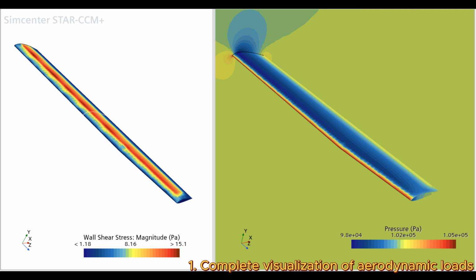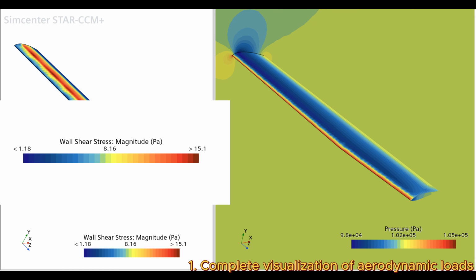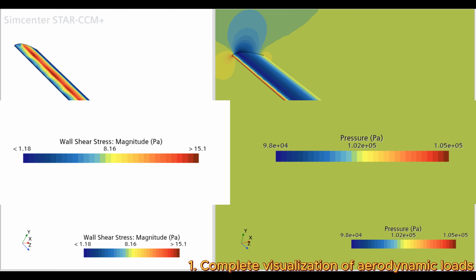As you can see, with a maximum flow speed of 50 meters per second, the overall magnitude of the pressure acting normal to the surface is much larger than the wall shear stress under such low speed conditions.